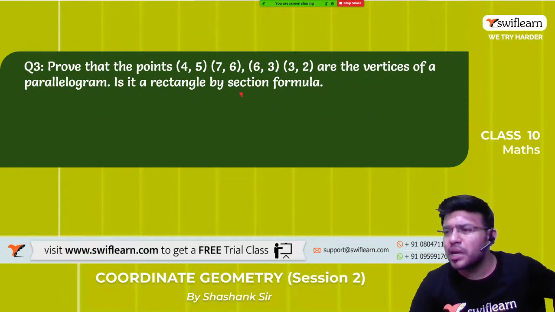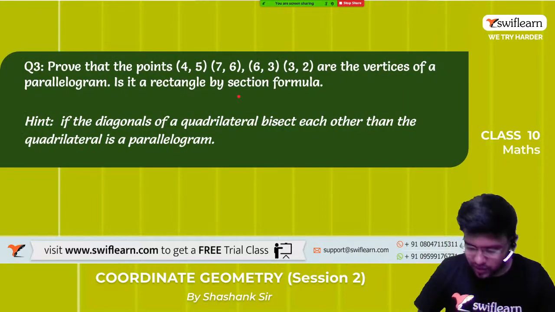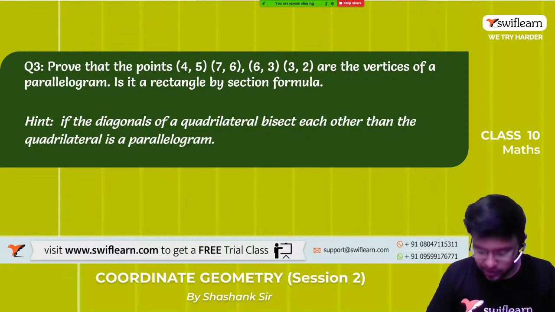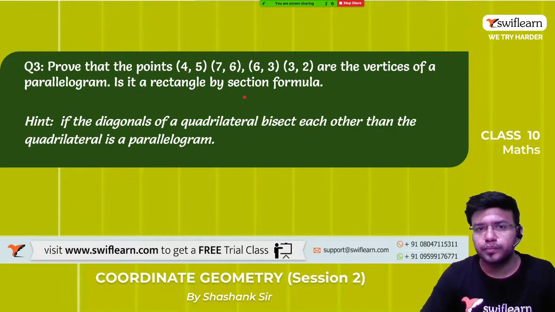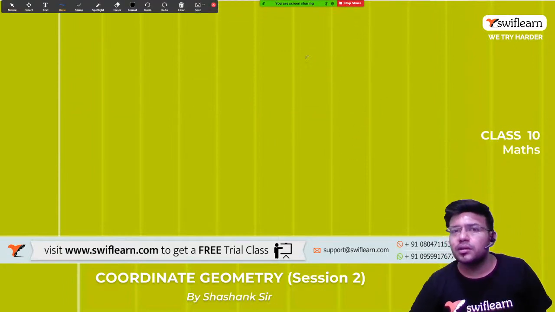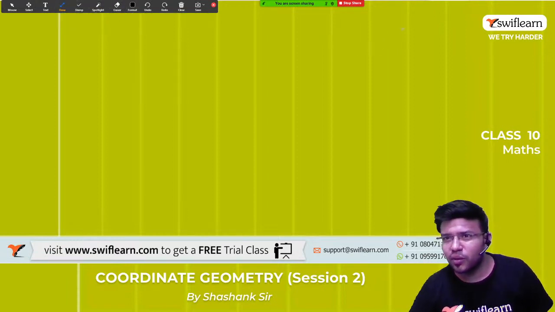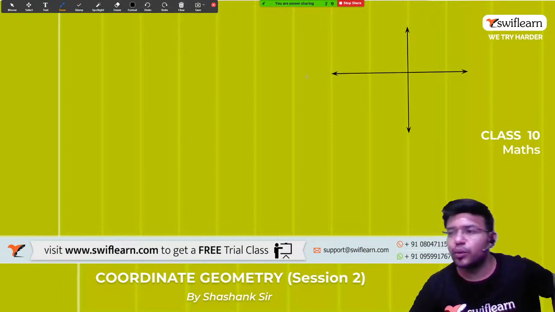What does this mean? Let me explain this. What are the coordinates given? One minute, let me write this and we can proceed on the next page. 6, 3, 3, 2. We need to prove that these 4 points form a parallelogram. Always, what is the first thing in coordinate geometry? Draw a rough diagram. It will help you imagine the problem.